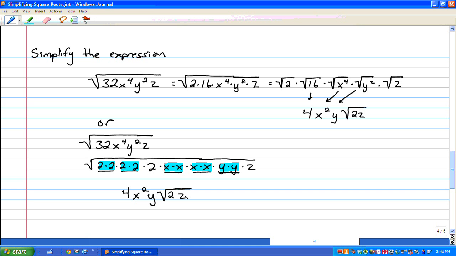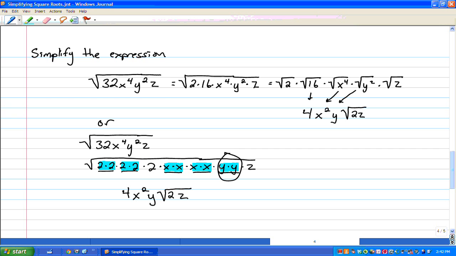2z. The most common student mistake when doing this is to take, for example, this y squared, y on the inside of the radical sign there, and making it y squared on the outside. You don't want to do that. You find a pair, you're pulling just one of them out. Alright, so if you're going to use this method, make sure you understand that.